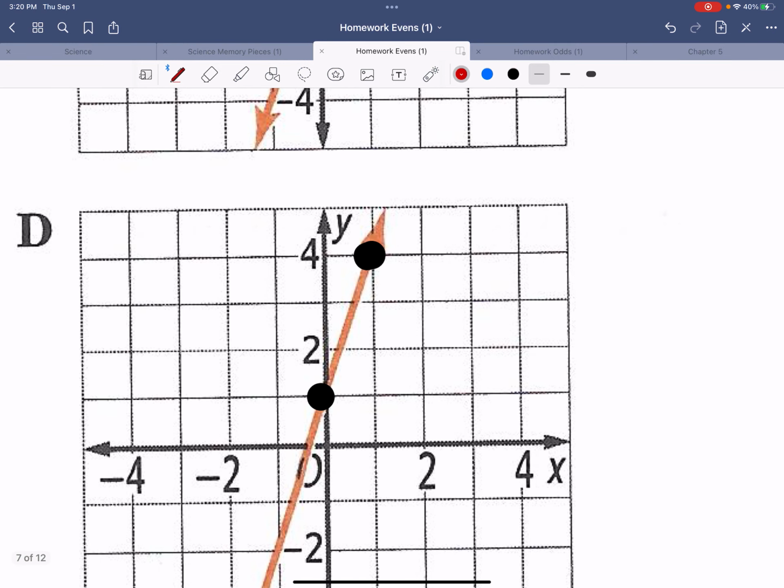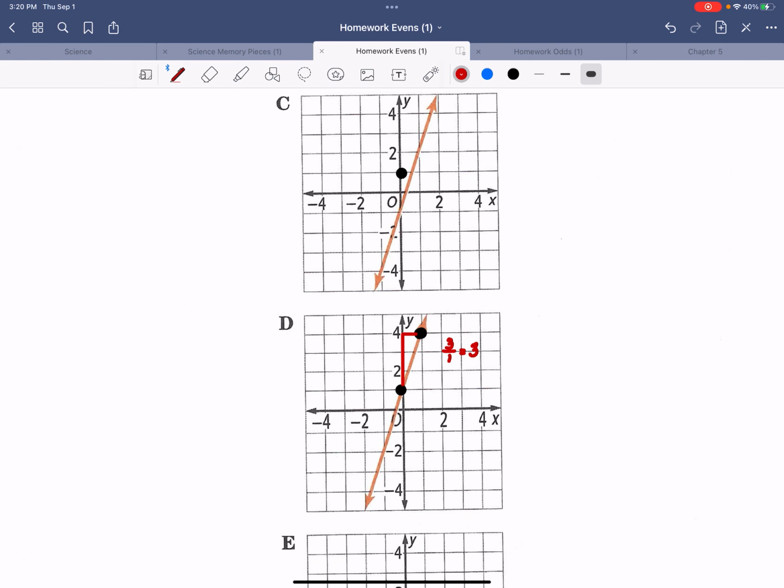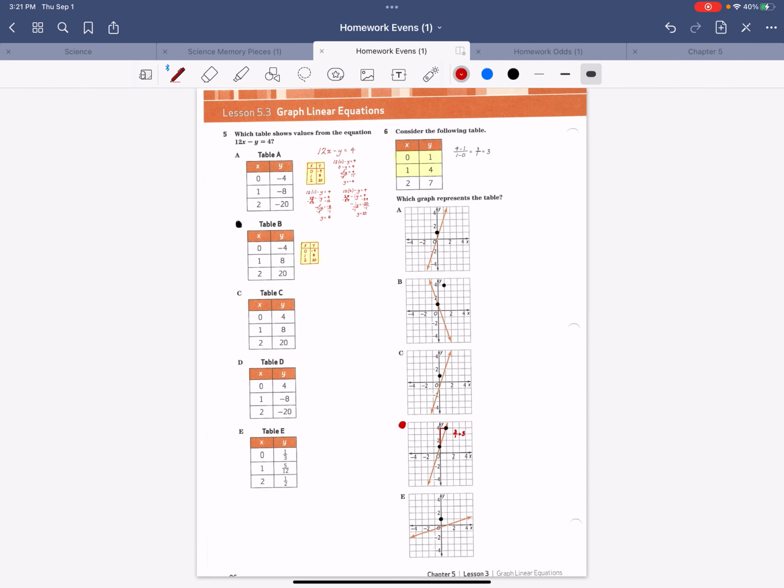This was not working for me right here. I thought something had to be wrong. Sorry about that. So let's do rise of 3, run of 1. Rise of 3, run of 1. That is a positive 3. So I like D for the answer on this one. I'm sorry, I got us sidetracked.